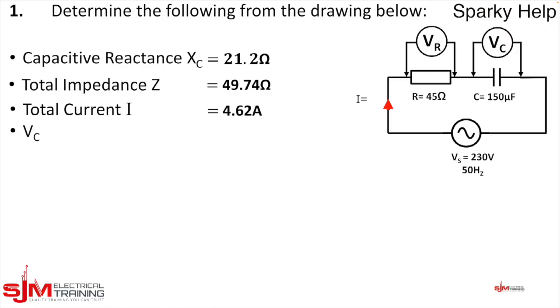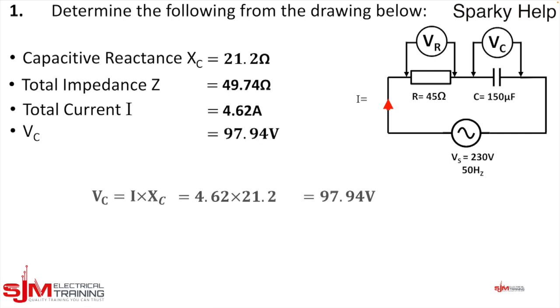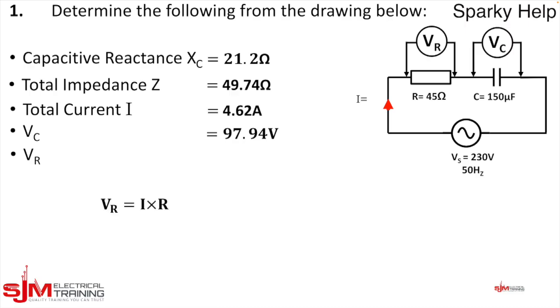To work out the voltage, we are going to apply Ohm's law. So VC is equal to I times Xc, which is in ohms. So we put those figures in, you get 97.94 volts across the capacitor. Next up then, VR. Again, Ohm's law. This time it is I times R. There's our figures then, that gives us a value of 207.9 volts.